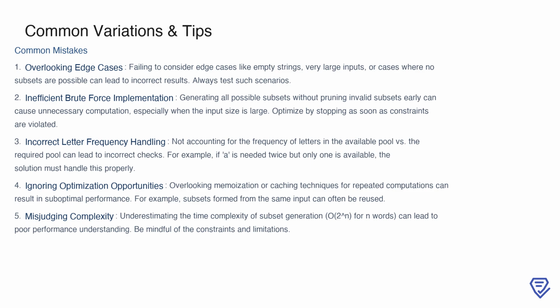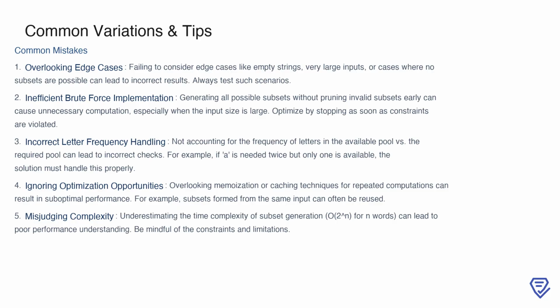Next, an inefficient brute force implementation can slow down your solution significantly. If you generate all possible subsets without pruning invalid ones early, you'll waste time on unnecessary computations, especially when working with large input sizes. It's crucial to optimize by stopping as soon as constraints are violated.